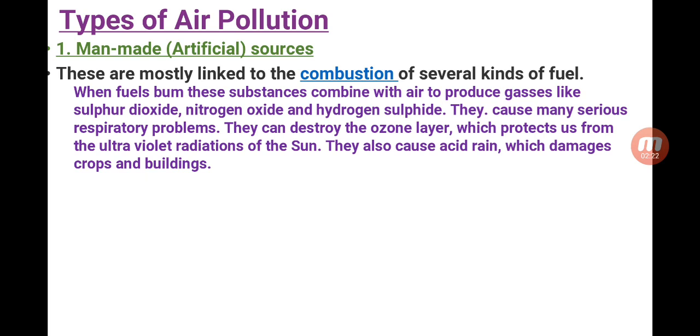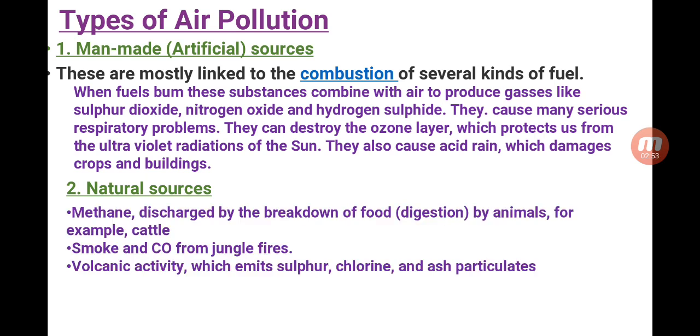They can destroy the ozone layer which protects us from the ultraviolet radiation of the sun. They also cause acid rain which damages crops and buildings. Yes, my dear students, you can see these are the man-made sources, meaning artificial sources, and they are very dangerous. How they are affecting our air, you can see and understand.